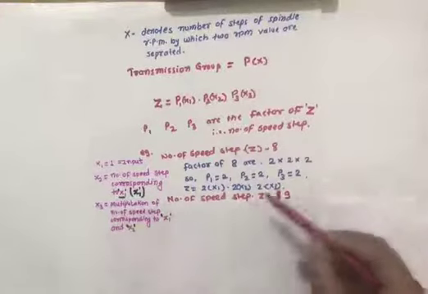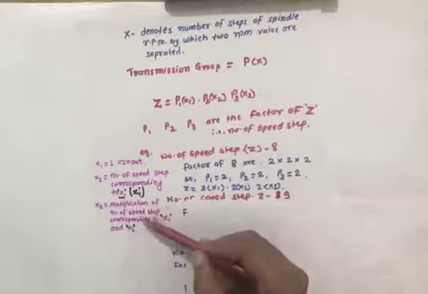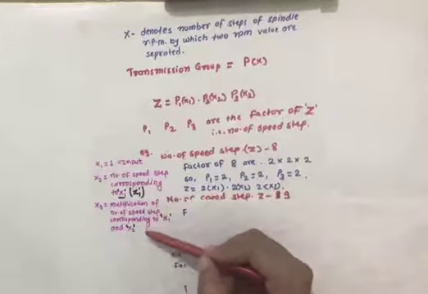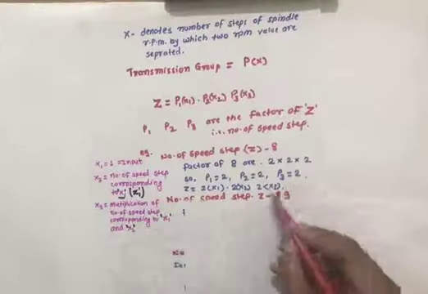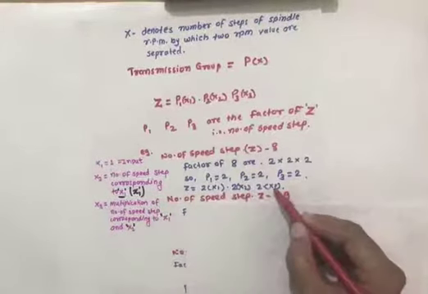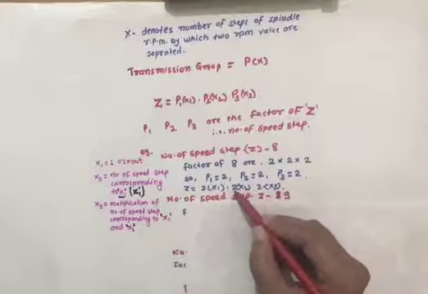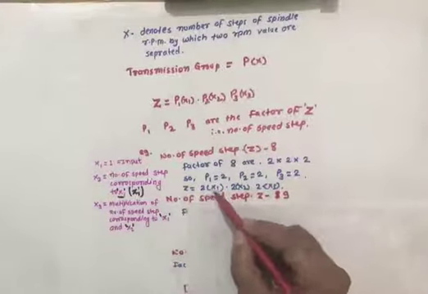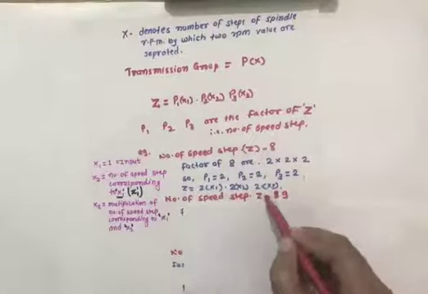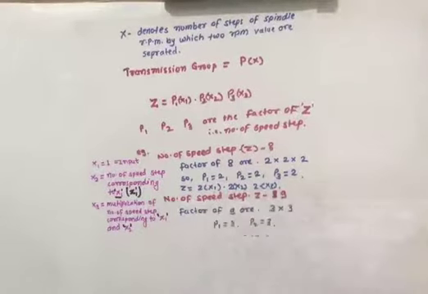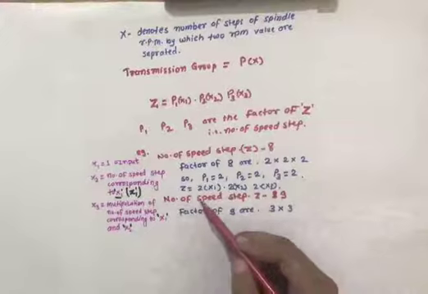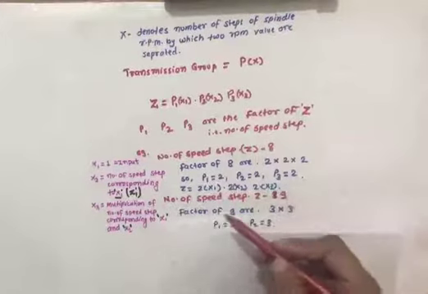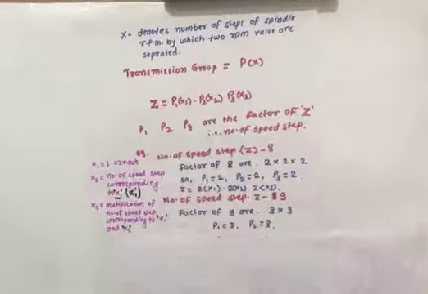And x3 is a multiplication of the number of speed steps corresponding to x1 and x2. These are the speed steps. So x3 will be corresponding to x2. The speed step is 2 and x1 is 2. So the multiplication of this will become x3, that is 2 into 2, 4. Now we'll see during solving the problem how the transmission structural formula is actually written.